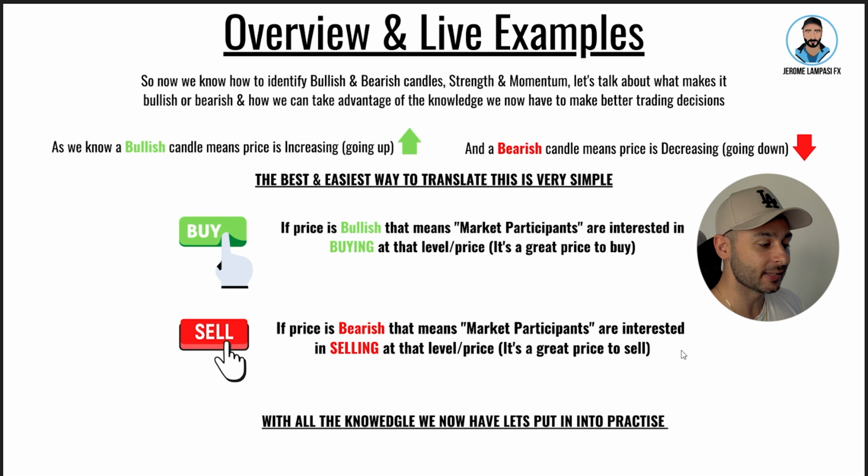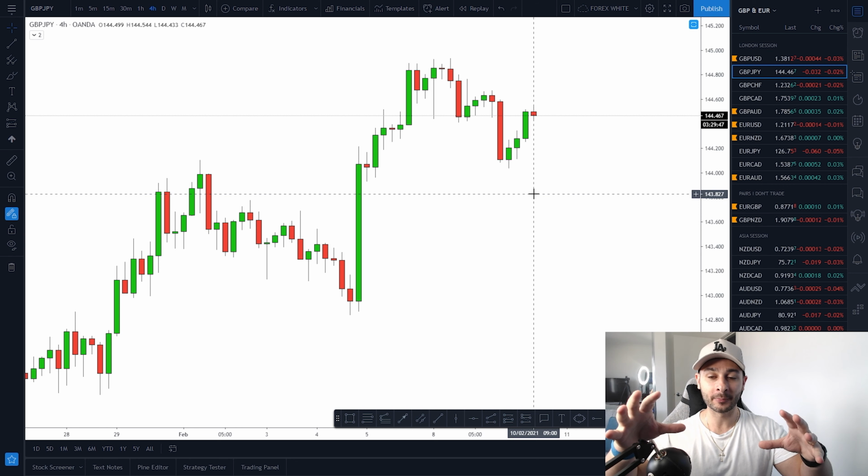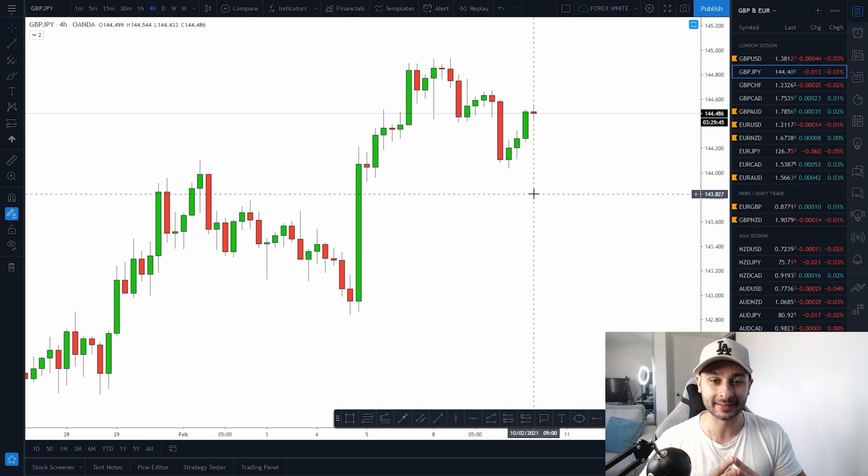When I refer to market participants, that's who I'm referring to. With all the knowledge we now have, let's put it into practice in the live market. Let's dive into a chart and see how we can apply what we just learned to make better trading decisions and find out what's happening inside the market. Who has more control? The bulls, which are the buyers, or the bears, which are the sellers? Let's apply momentum, strength, and indecision candles, weak, strong, bullish, bearish, to a price chart and make some cool trading decisions.